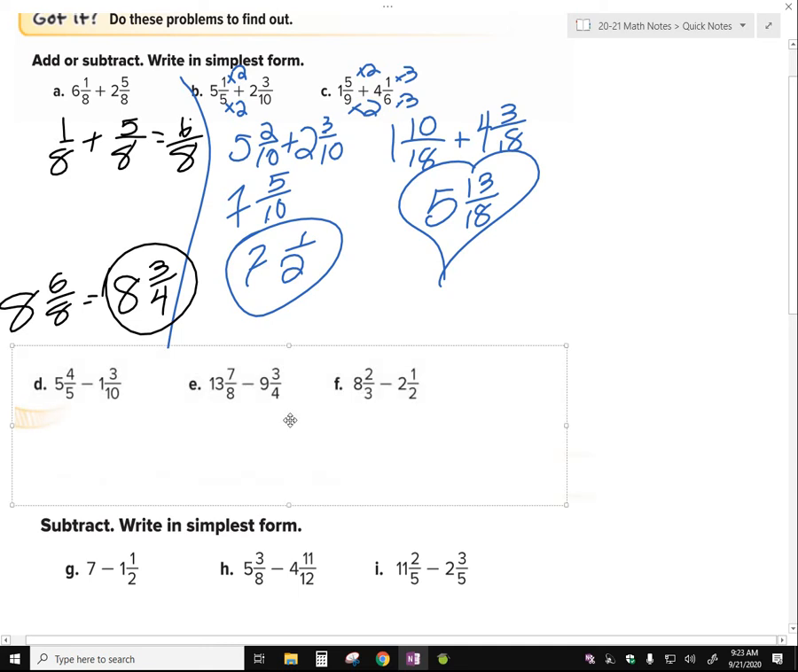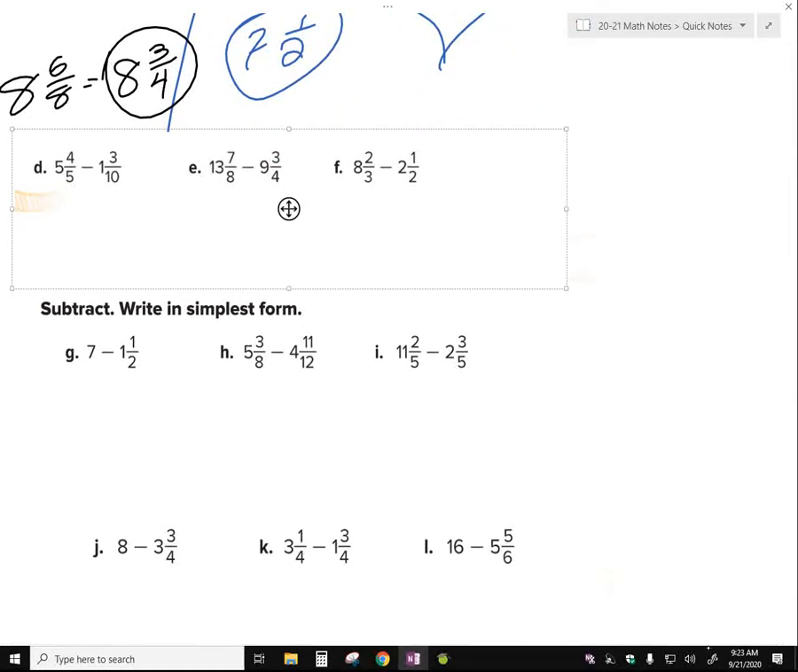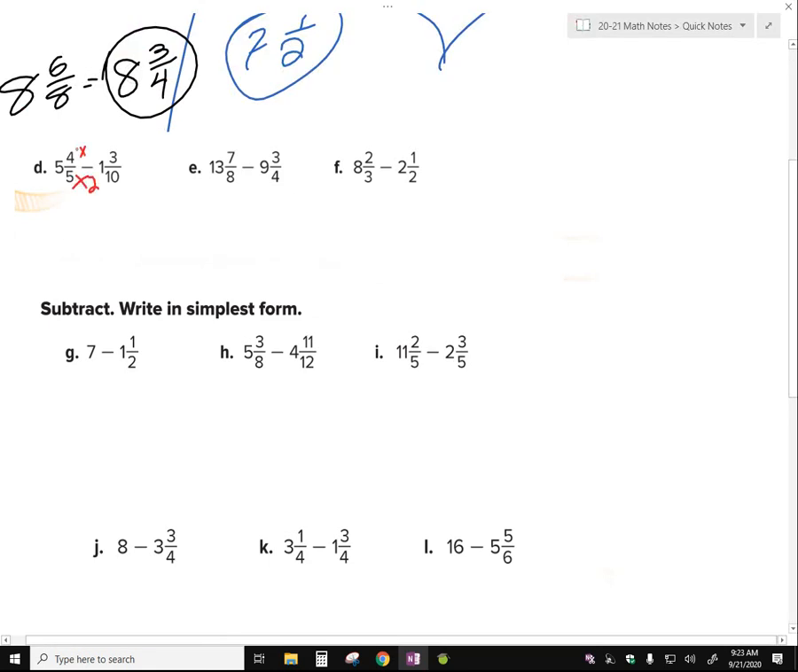All right, so we have 5 4/5 minus 1 3/10. We need to find the least common denominator, LCD, which is 10. 5 8/10 minus 1 3/10. 8 minus 3 over 10 is 5/10. 5 minus 1 is 4. That simplifies to 4 1/2.